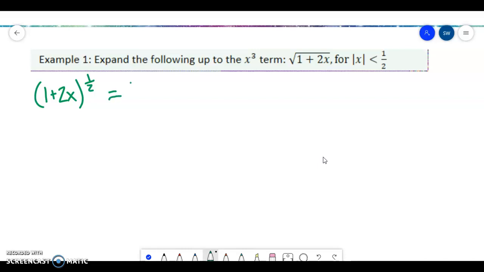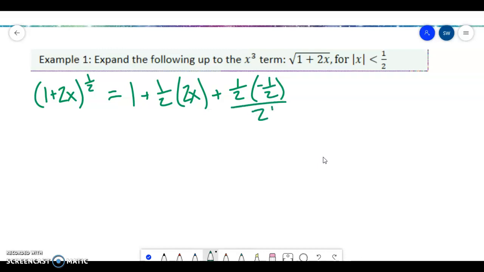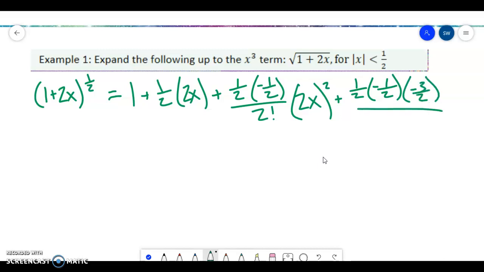We would start with just 1. And then plus 1/2 times our x term, and then plus 1/2 times our power minus 1, so -1/2 over 2 factorial times 2x squared, and then one more because we're going to x cubed, so plus 1/2, -1/2, -3/2 over 3 factorial times 2x cubed. And then all we have left to do is just multiply all this out.